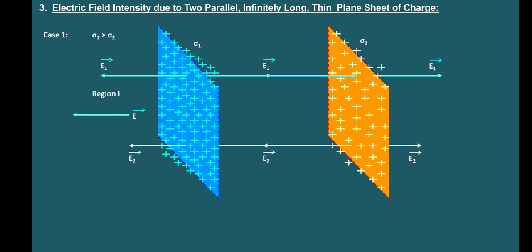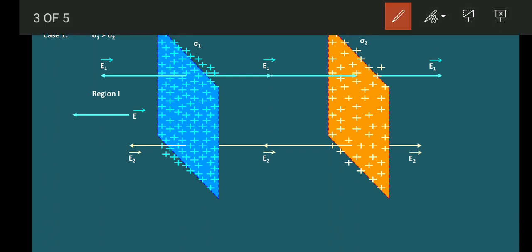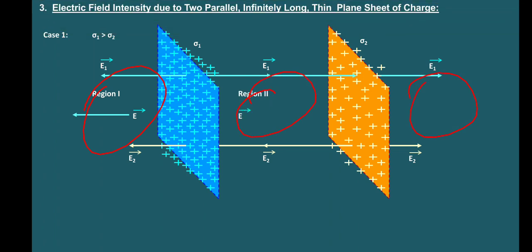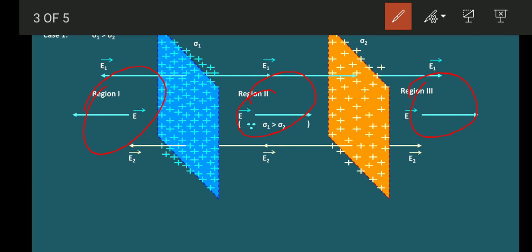Okay. Now these two sheets have three regions. It is the first region, the second region, and the third region. So there are three regions between the two sheets. Look at the first region: electric field E1 and electric field E2 are acting in the same direction.